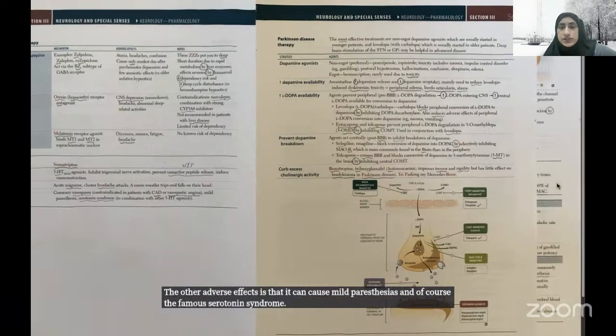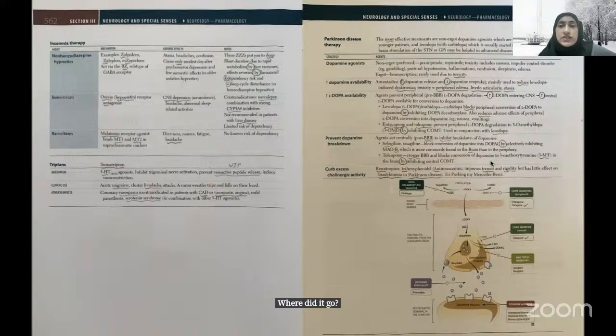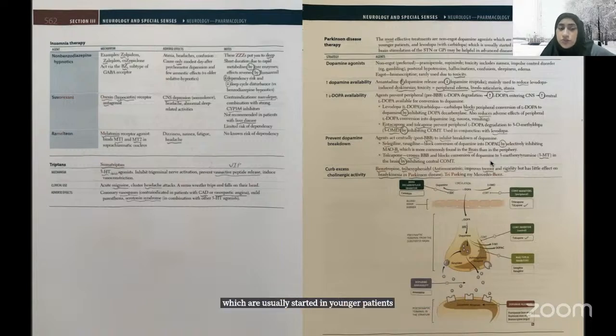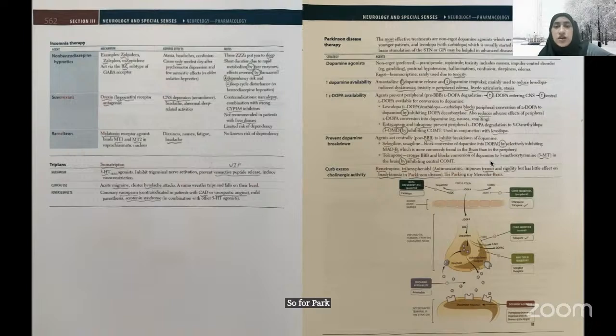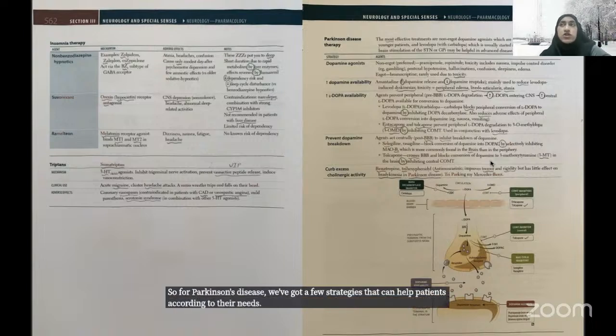Moving towards Parkinson's disease therapy. The most effective treatments are the non-ergot dopamine agonists, which are usually started in younger patients, and levodopa with carbidopa is usually started in older patients. Deep brain stimulation of the STN or GPi may be useful in advanced disease. So, for Parkinson's disease, we've got a few strategies that can help patients according to their needs, according to the age, and according to patients' conditions.